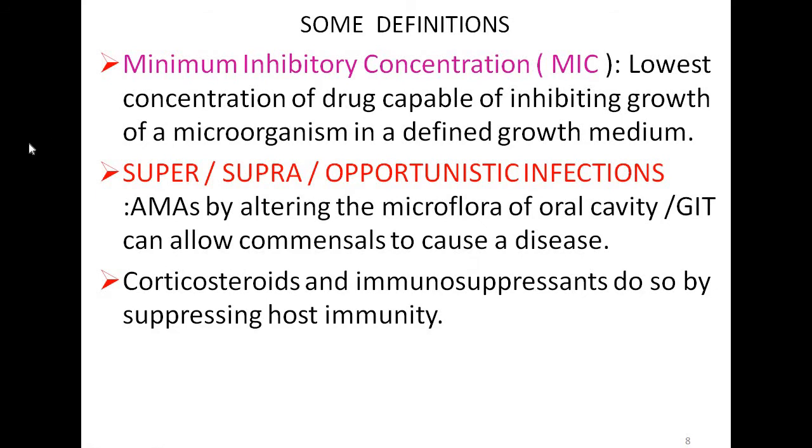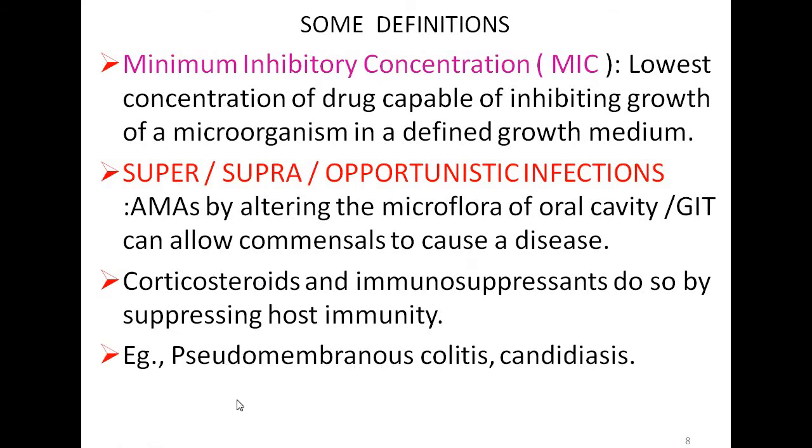So for a 3-mark question on superinfection, one needs to define what is a superinfection and include antimicrobials which alter the microflora, corticosteroids and immunosuppressants which suppress host immunity. Examples of superinfection include pseudomembranous colitis and candidiasis.